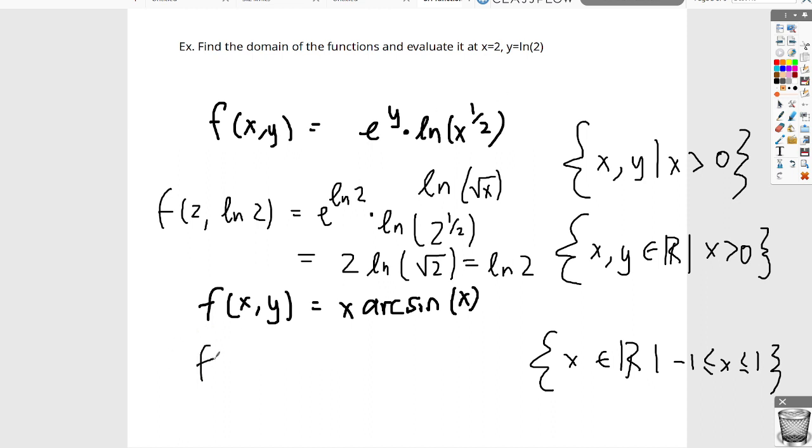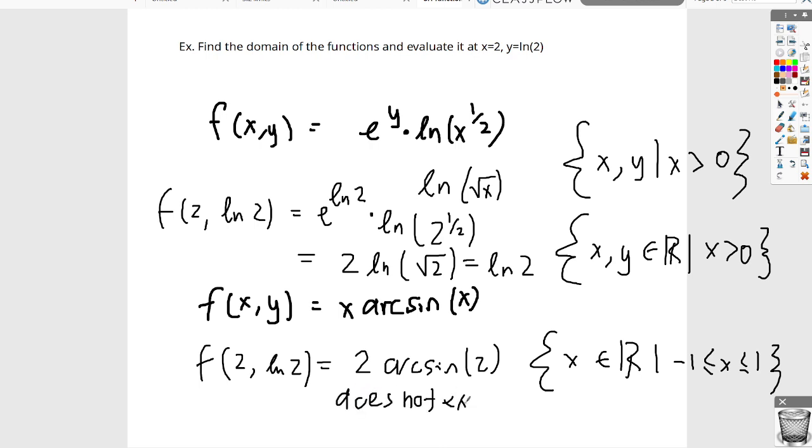Now evaluate it at x equals 2 and y equals natural log 2. There's no y in the function, so f of 2, natural log 2, is 2 arcsine of 2, which does not exist. So setting these equal to each other is actually wrong. It's undefined. And that's your answer: f of 2, natural log 2 is undefined. It's not 2 arcsine of 2. It's undefined.